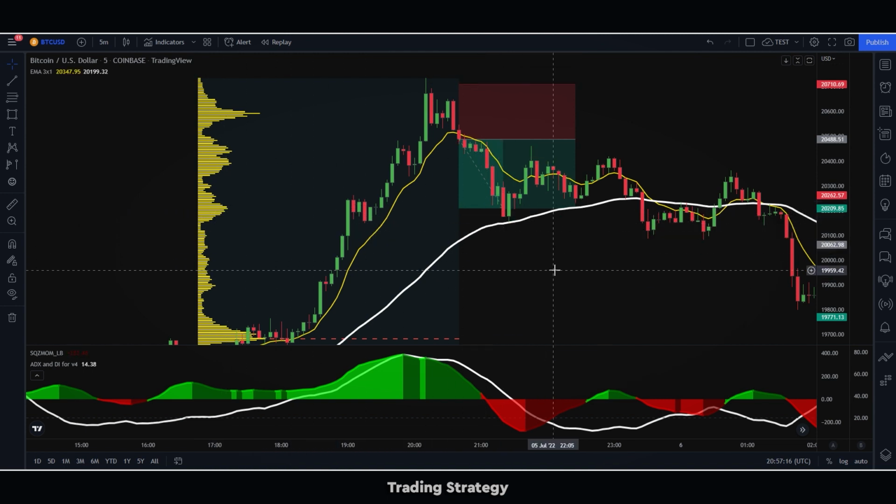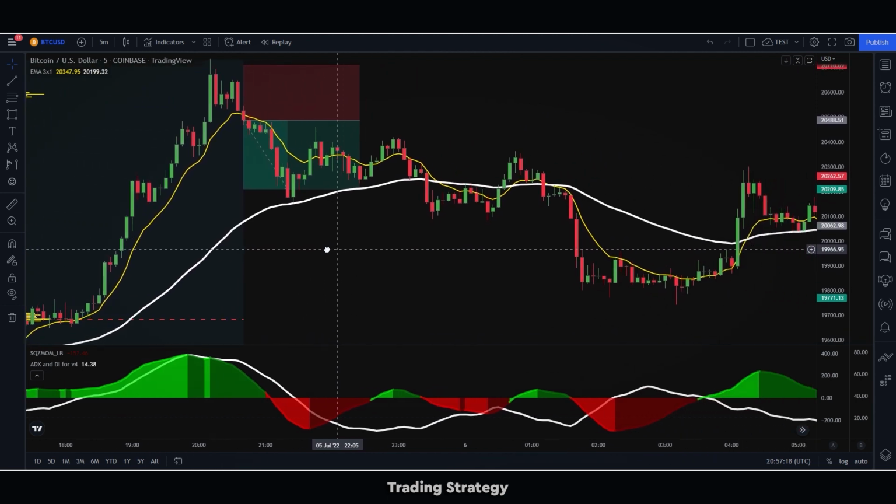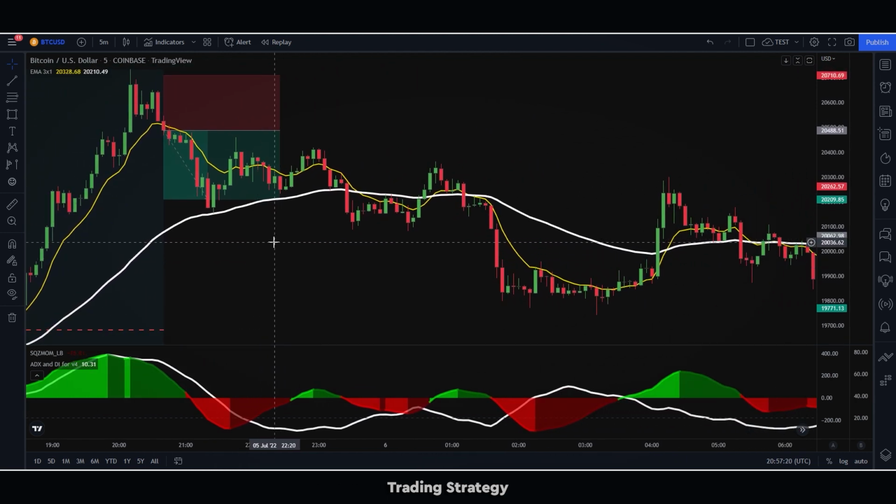The signals will be more reliable if the price is bouncing off some moving average and on the volume profile. Let's look at some more examples.